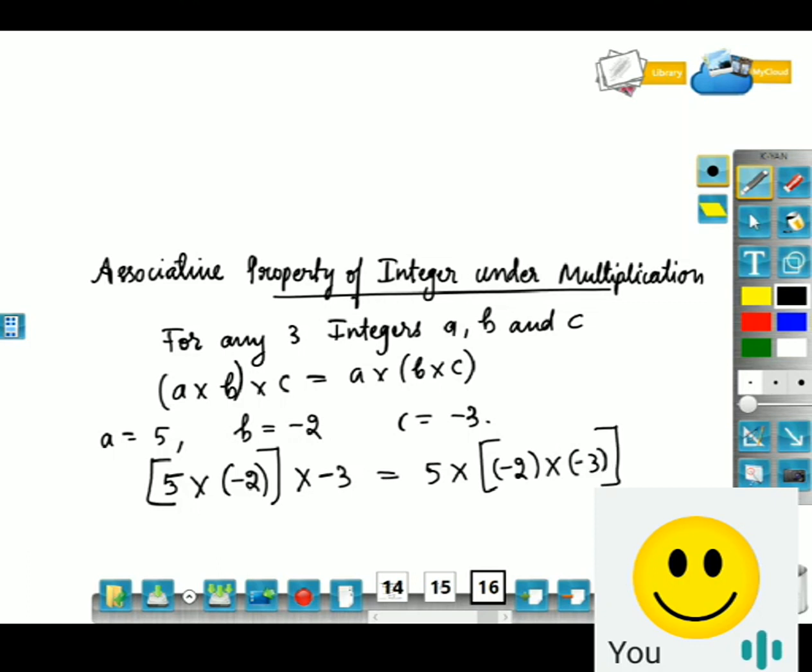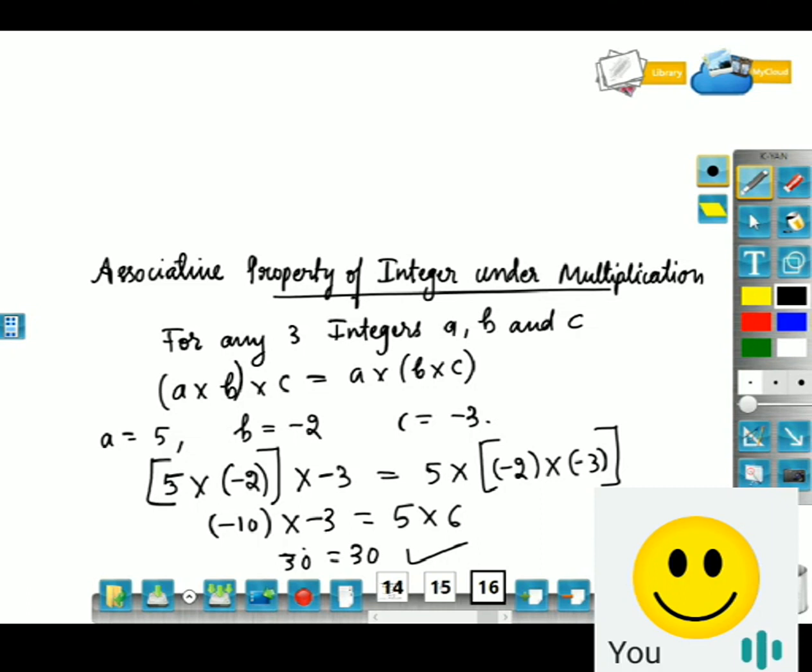So now we have to simplify first the numbers which are under the bracket. 5 into -2 you will get -10 into -3, and -2 into -3 you will get 6. So -10 into -3 you will be getting +30, and 5 into 6 you will be getting +30. So on the left hand side also we are getting 30. On the right hand side of the equation also we are getting 30. That means your LHS and RHS are equal. So if they are equal, that means integers are associative under multiplication.